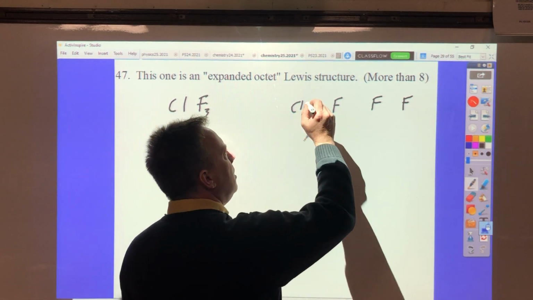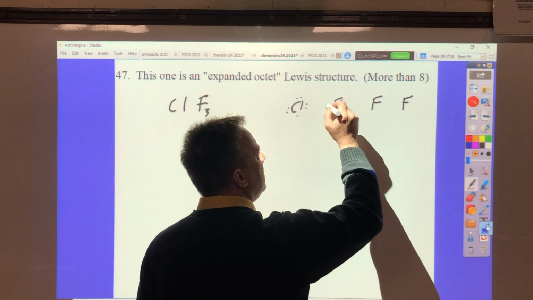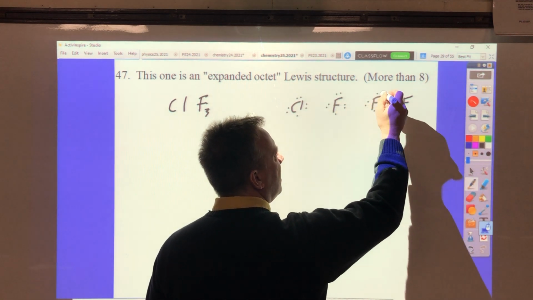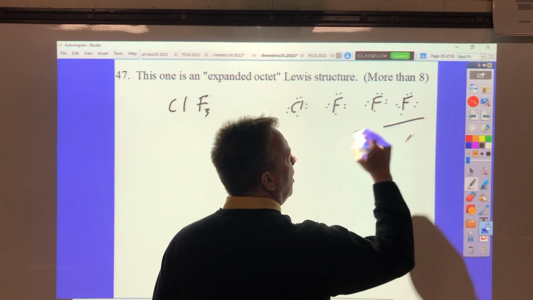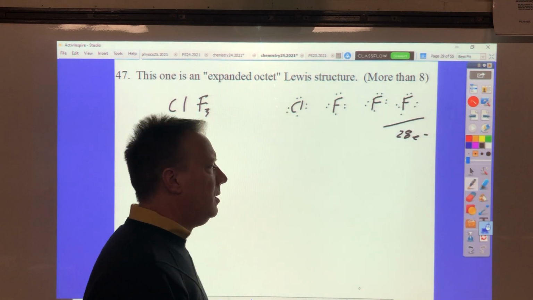And 7 dots. 1, 2, 3, 4, 5, 6, 7. Each atom gets 7 dots. Well, 4 times 7 is 28 electrons.